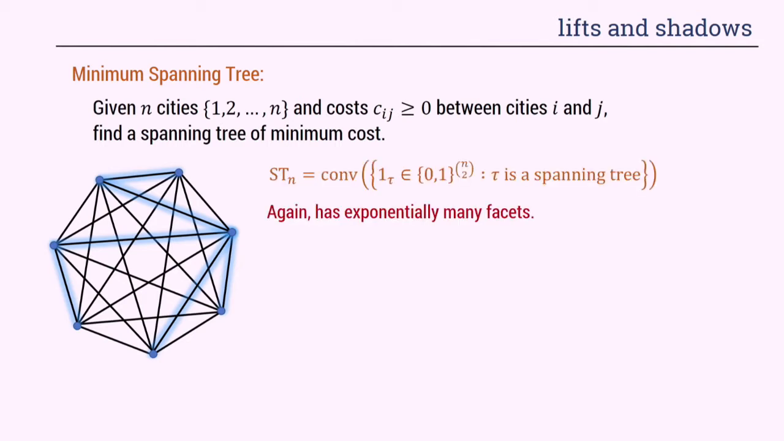I jumped the gun there. There's a corresponding polytope, which is the convex hull of all the indicator vectors of spanning trees. And since this problem is in P, you might expect that the story would have a different end.